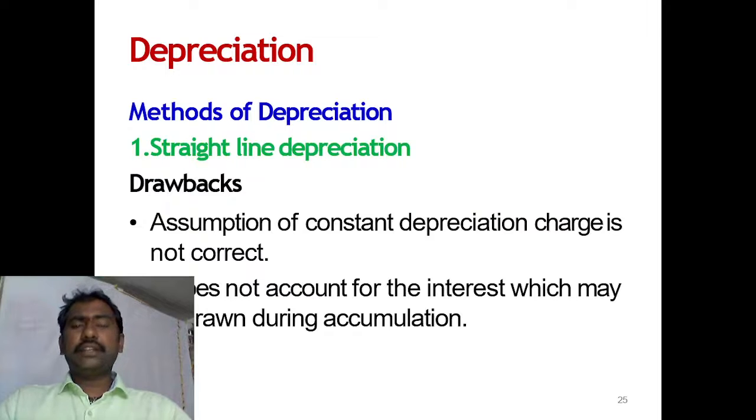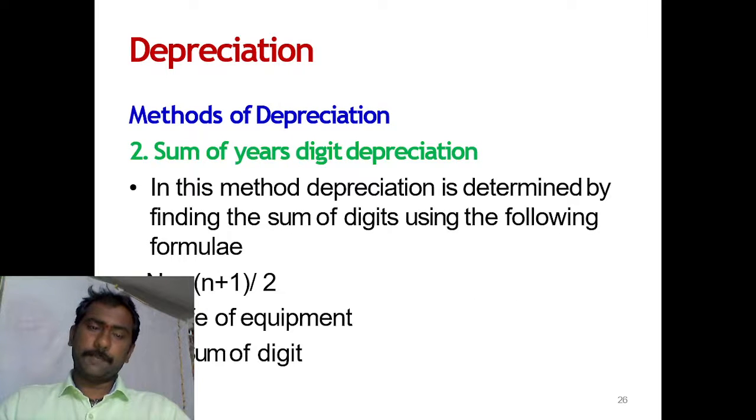The drawbacks of straight line depreciation: the assumption of a constant depreciation charge is not correct. Here we consider some constant depreciation for every year, but we may not be able to say that depreciation will occur every year. It also does not account for the interest which may be drawn during the accumulation. So these two are the drawbacks of straight line depreciation. And next, sum of years digits depreciation.